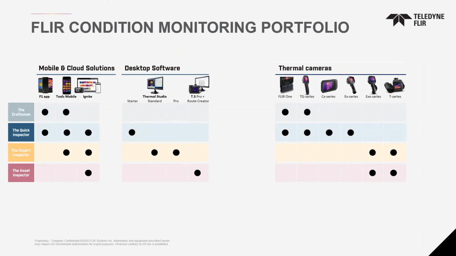So when we line these up again with the different handheld cameras in our portfolio, this is kind of how they map out. Again, the Craftsman, you're going to be using more of like the FLIR One and our TG series. Quick inspector, maybe you have one of our handheld EX cameras, and then the expert and the asset inspector, they're going to be more on the professional side, the handheld professional side, with our EXX series, which would be like our E76, 86, 96, or our T500, T800, or T1020 cameras. So again, there is a right mix and match for the camera that you are using and the applicable software that you will need or get the most use out of.